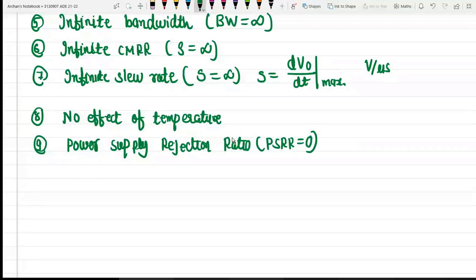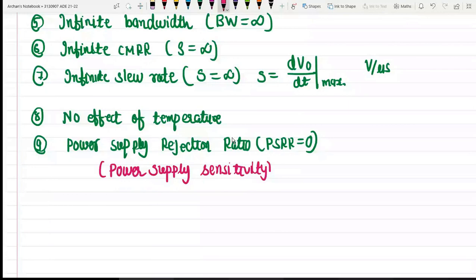See, the power supply rejection ratio is defined as the ratio of the change in input offset voltage due to the change in supply voltage which is producing it. Okay, and we need to keep the other power supply voltage constant. So you can also call it power supply sensitivity. Okay, this power supply rejection ratio may also be known as power supply sensitivity.